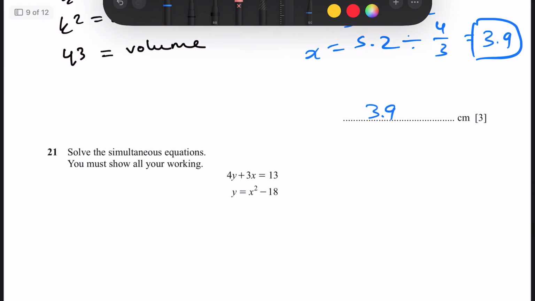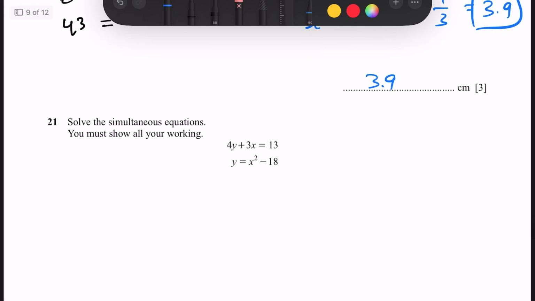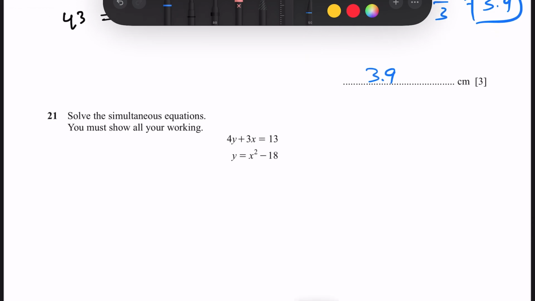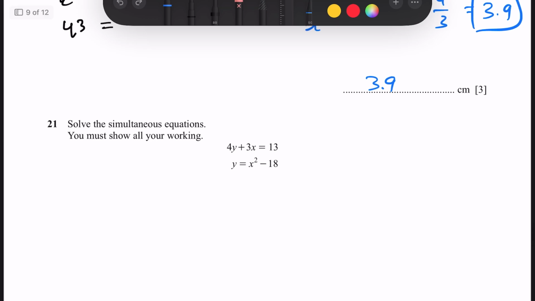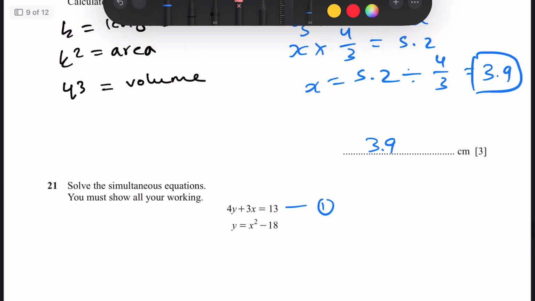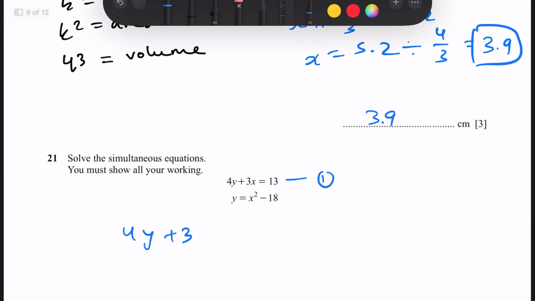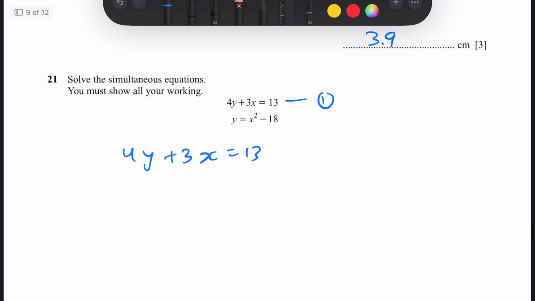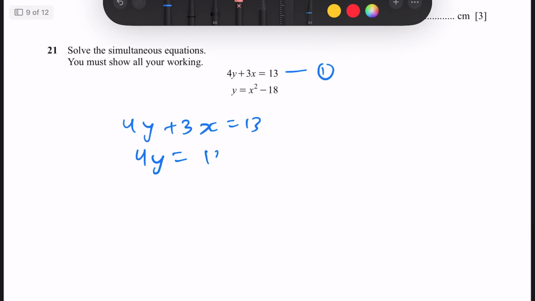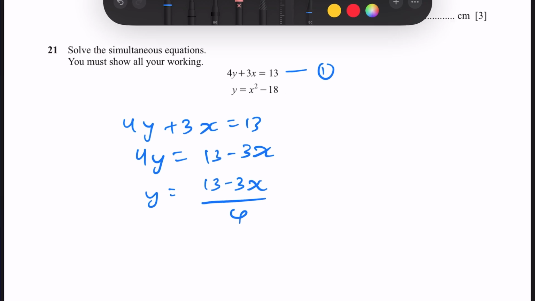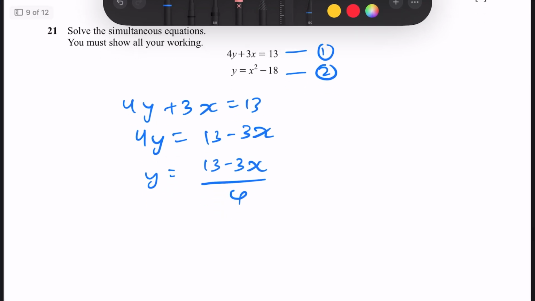Now question 21 says to solve the simultaneous equations and you must show all your working. So 4y plus 3x is equal to 13 and y is equal to x squared minus 18. If we take the first equation, 4y plus 3x is equal to 13, 4y is equal to 13 minus 3x and y is equal to (13 minus 3x) divided by 4. This is like trying to find the value of y, because for the second equation, y is equal to x squared minus 18.